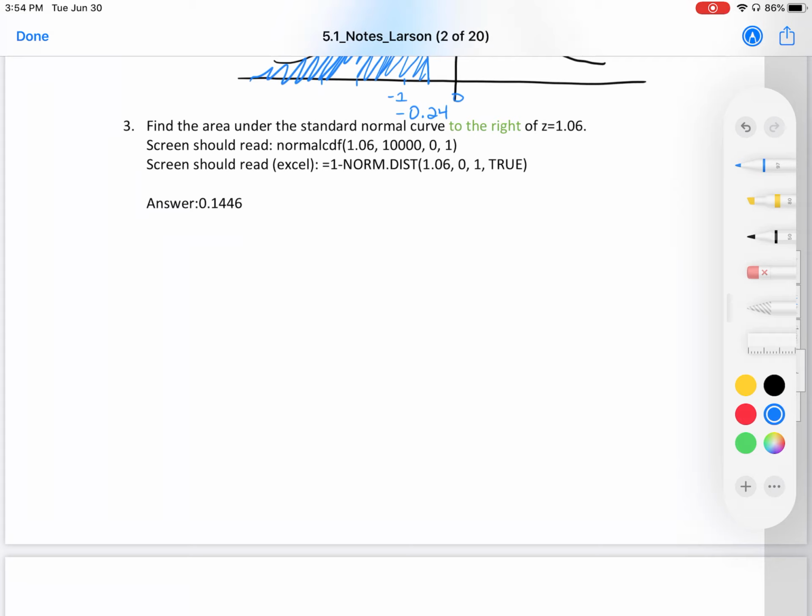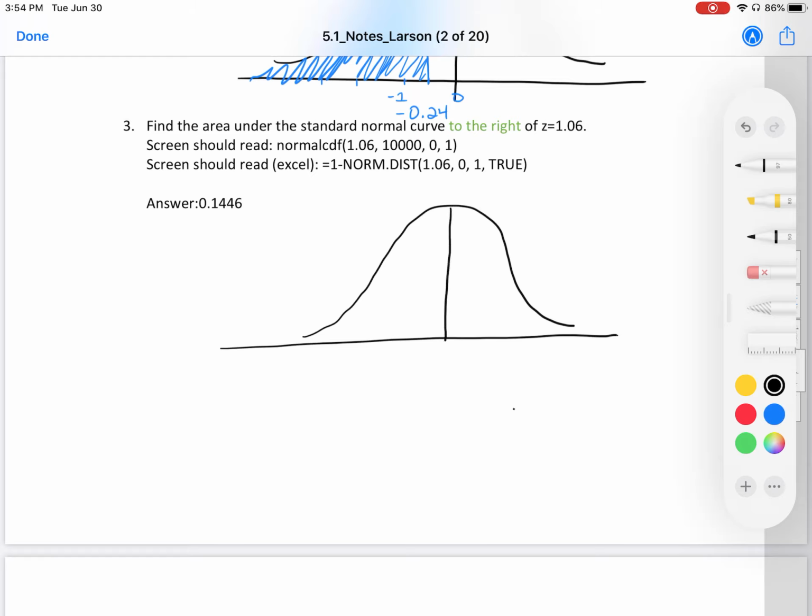Let's continue with 3. Find the area under the standard normal curve to the right of z equals 1.06. All right, let's draw a bell-shaped curve. And notice I highlighted that a different color. This is what I mean where it can get tricky. We have our bell-shaped curve. Our center is 0. Now I want a z where I'm going to the right of 1.06. So this is what I'm looking at.